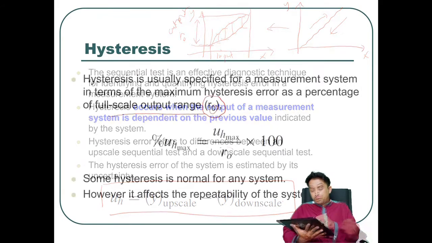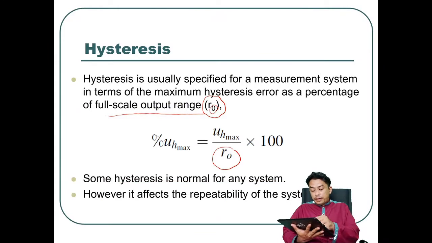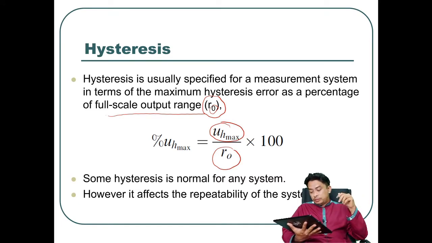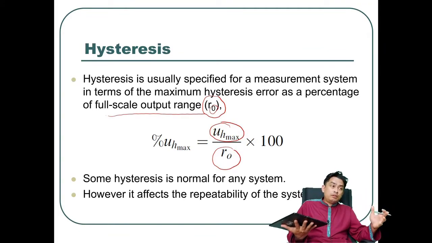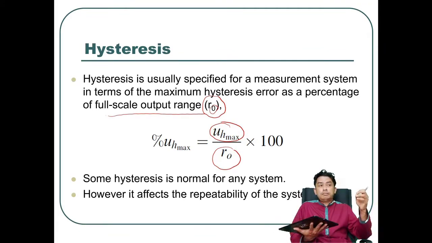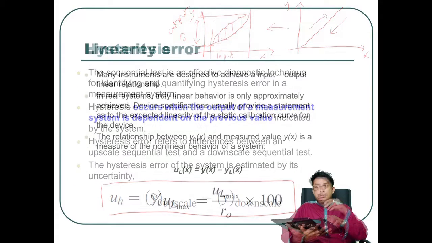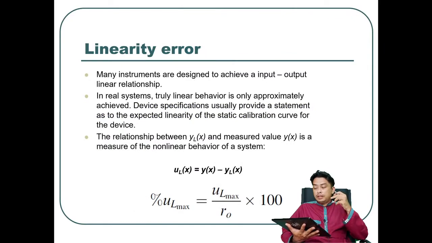You put the value there, and you find the maximum difference between upscale and downscale, times 100, and you get the percentage. Sometimes we cannot avoid the sequence test. Some standards require us to do the sequence test. So if you need to do the sequence test, make sure that you calculate the hysteresis error. The next error is the linearity error.